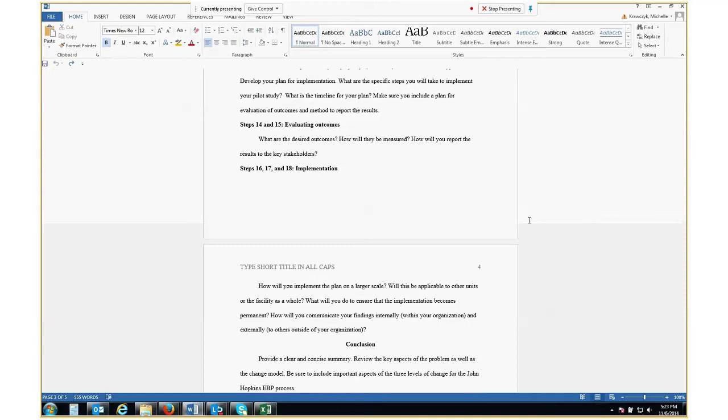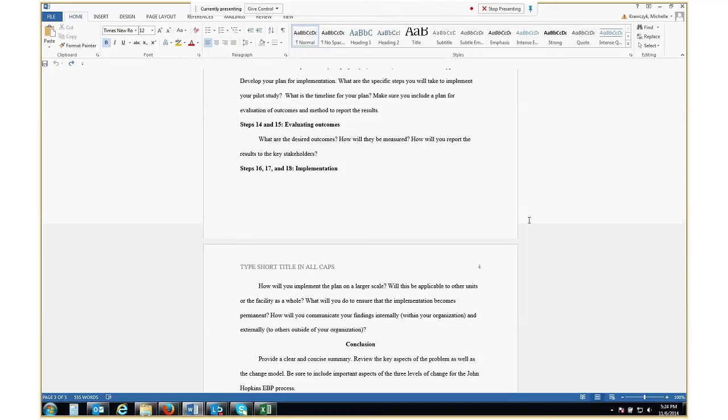So steps 16, 17, 18 is implementation. Now we're going to assume that you've proven that your intervention was effective. How will you implement it on a larger scale? Or how will you make it permanent changes? For instance, if you just did this on your unit, then how would we make it a hospital-wide policy? Well, we need to change the policies and procedures. We need to educate the staff on all the other floors about the changes.